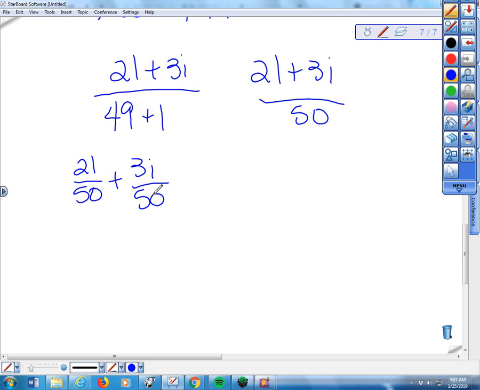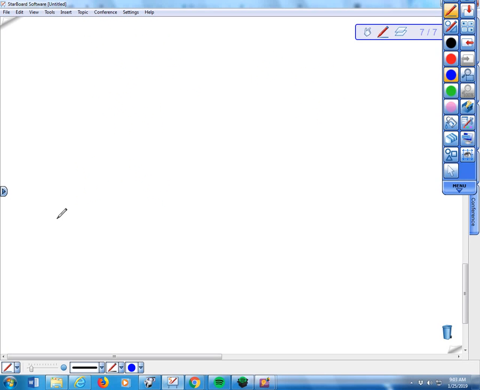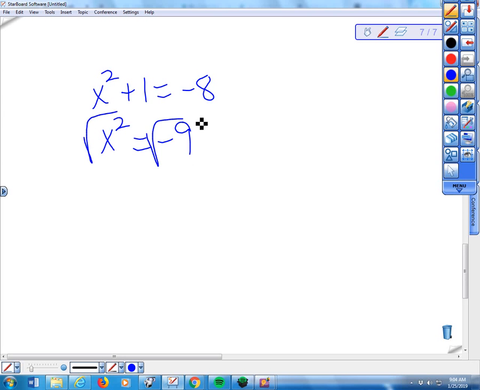Number 5 says solve. Okay, I had lots of people trying to complete the square here. There's no x term here, right? All I have to do is get the x's on one side and the constants on the other. So I subtract 1, take the square root of both sides, remembering my plus or minus. Sorry, not square root of 3. Negative, well, it's just going to be 3i.